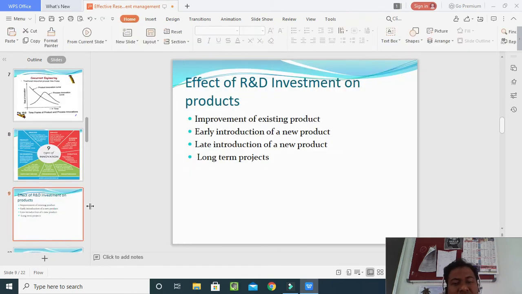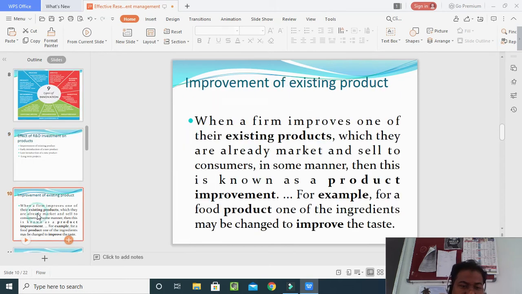Now, how is R&D investment going to affect products? First, it can be improvement of the existing product, early introduction of a new product, late introduction of a new product, and long-term projects. These are the 4 criteria by which R&D investment on products gets affected. So we'll learn one by one how it works.